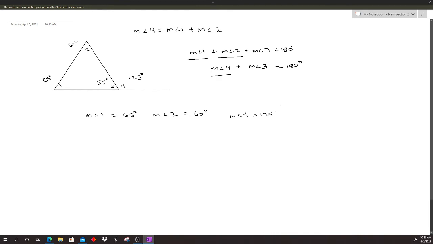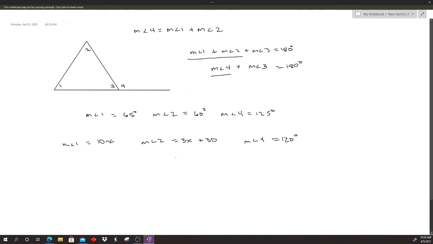The other thing you might be asked to do in this assignment is basically do the same thing, but instead of having integers, you might be asked to solve a problem involving variables or algebra expressions. So for instance, let's say if I said that the measure of angle 1 is 10x, the measure of angle 2 is 3x plus 30, and the measure of angle 4 is 120 degrees. Determine what the value of x is.